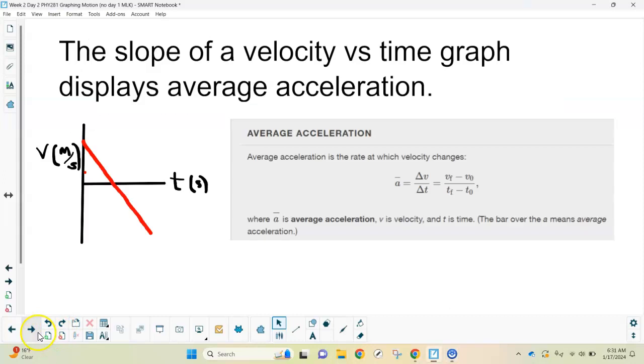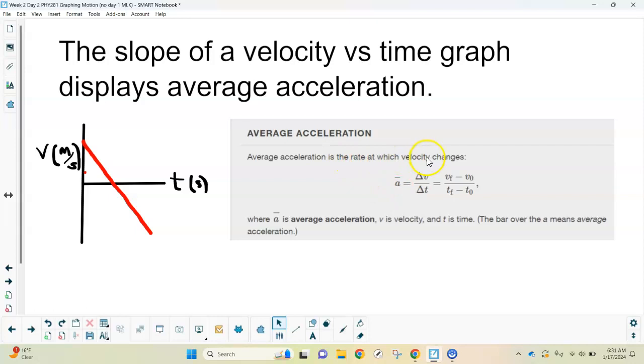So jumping right in, last time we were dealing with velocity versus time graphs, and we said that the slope on a velocity versus time graph displayed the average acceleration of an object. So again, looking at average acceleration, it's the change in velocity over change in time, or the rate at which velocity changes.